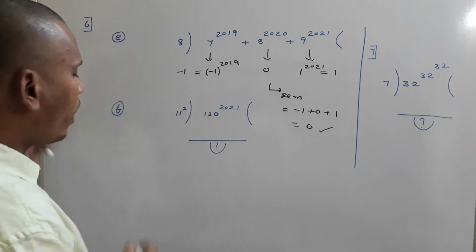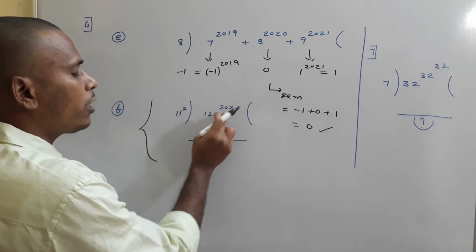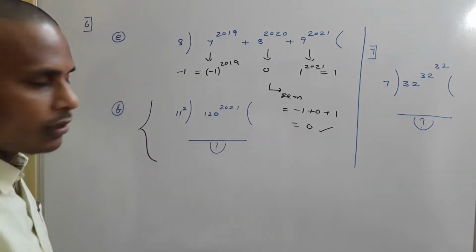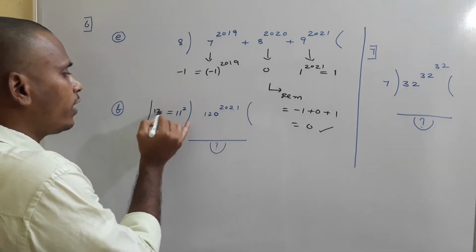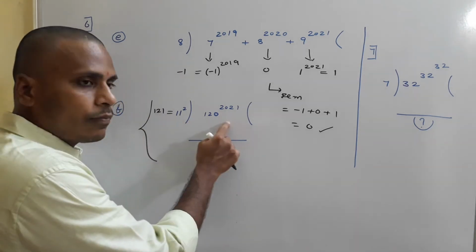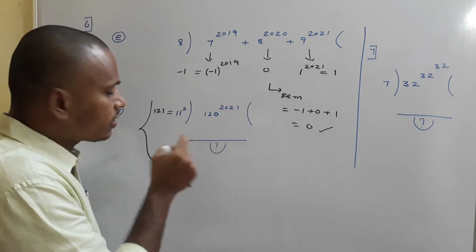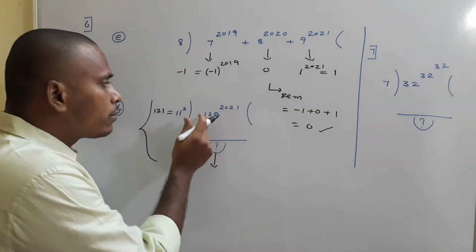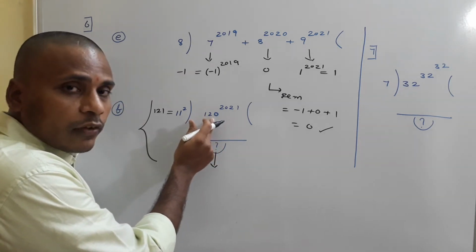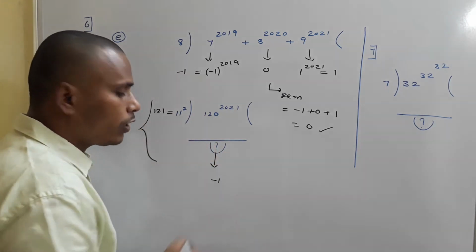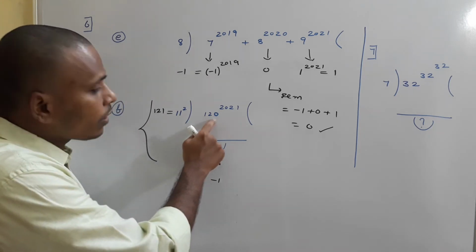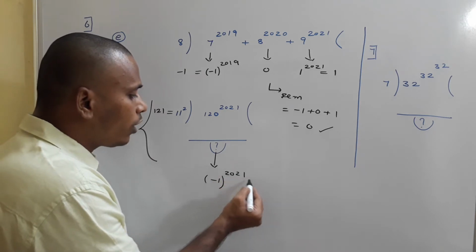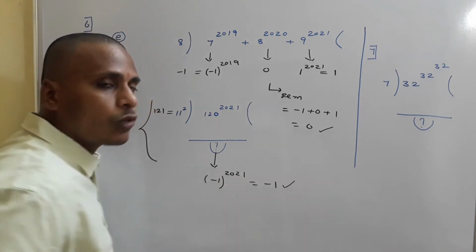Coming to this problem, 120 power 2021, when you divide this number with 11 square, what is the remainder? Since 11 square is 121, we need to think about this number. 120 is just 1 less than 121, so the remainder obtained when you divide 120 with 121 is minus 1, and since it is 120 power 2021, you multiply minus 1 power 2021 times, and at the end your remainder is minus 1.